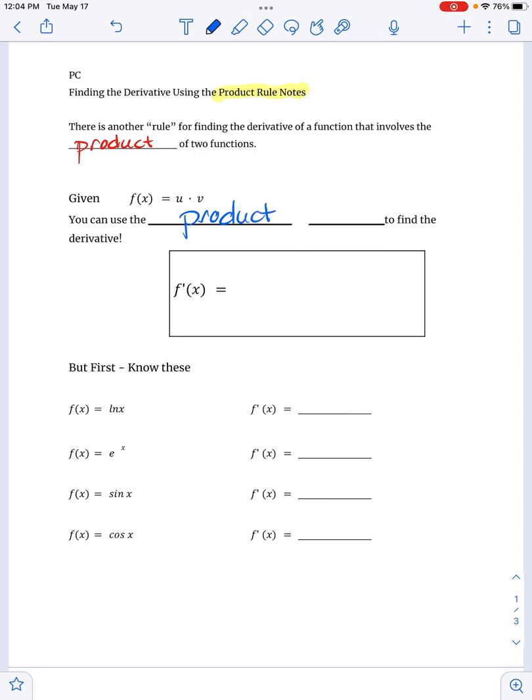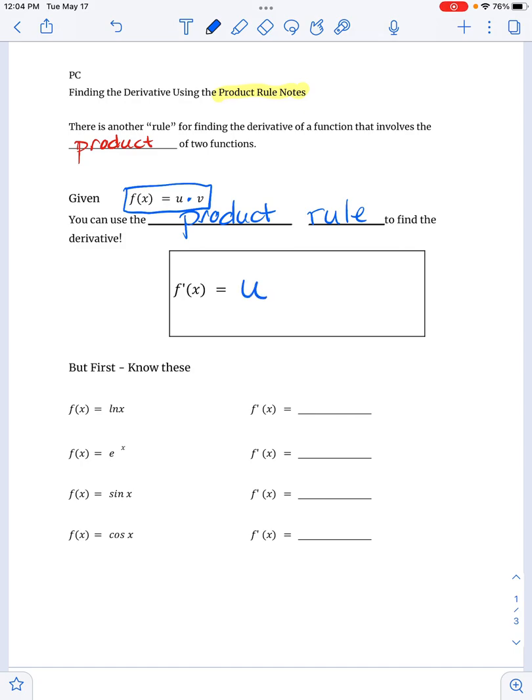When you get to calc, there's going to be a product rule, power rule, quotient rule, little rules for how to find the derivative without having to use that difference quotient with the x plus h in it. So if this is your function where it's something times something else, u is just representing the first part and v is representing the second. Here is the formula.